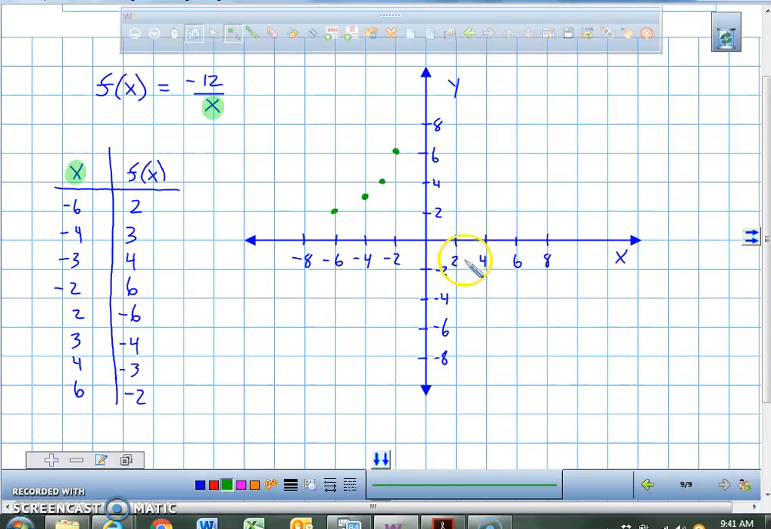But if I plot the other points, you'll notice it looks the same, except it's on the other side. It's going to be in this quadrant. So we have 2, -6. We have 3, -4, 4, -3, and 6, -2. All right? So let's look at the graphing calculator.